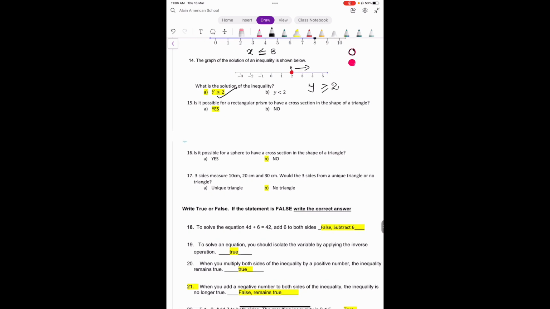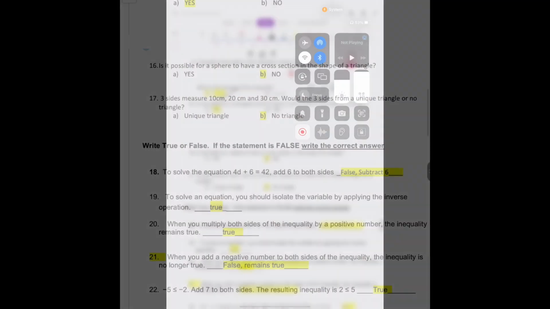So till question number 14, it's about equalities and inequalities. We'll cut the video here, and the second video will talk about other questions.